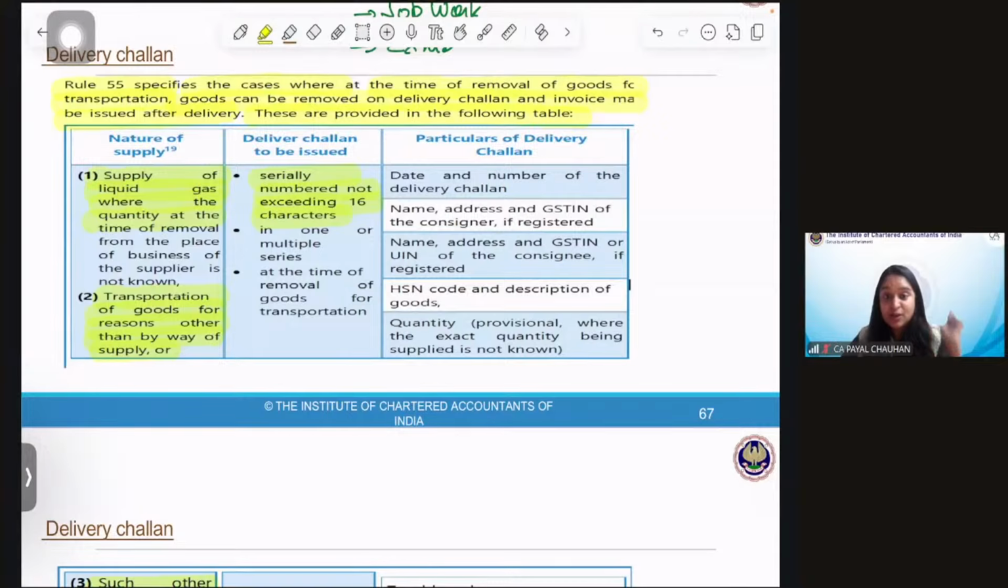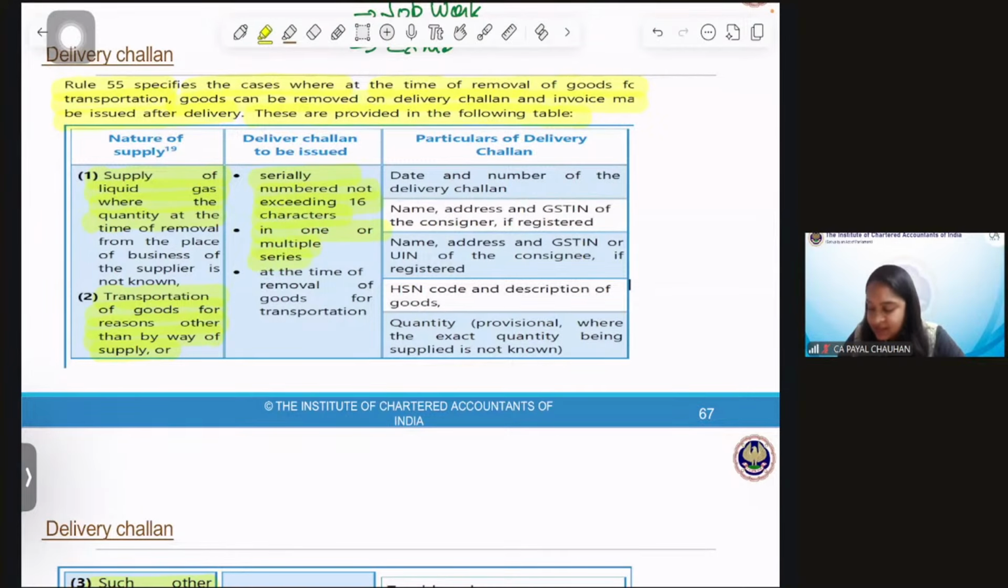Invoice must also have a maximum character limit. How many maximum characters? 60. Perfect, Kuldeep, that's what I wanted. 64 is for IRN. For invoice, it's 16, right? Perfect, Navneet.